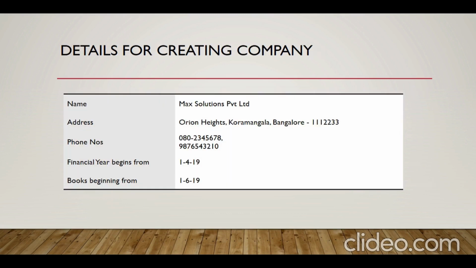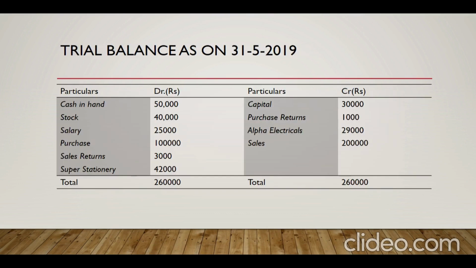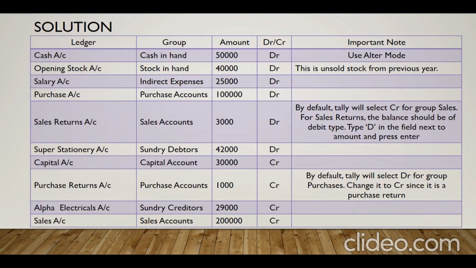Now in Tally you need to create a company with the following information and pay special attention to the field Books beginning from. In this field you need to mention the date as 1st of June 2019. Since we are moving to Tally in mid-year, in the month of June, we need to mention this date. And you need to create the following ledgers. This is the trial balance, and you need to take all these ledgers into consideration, and your solution should look something like this.